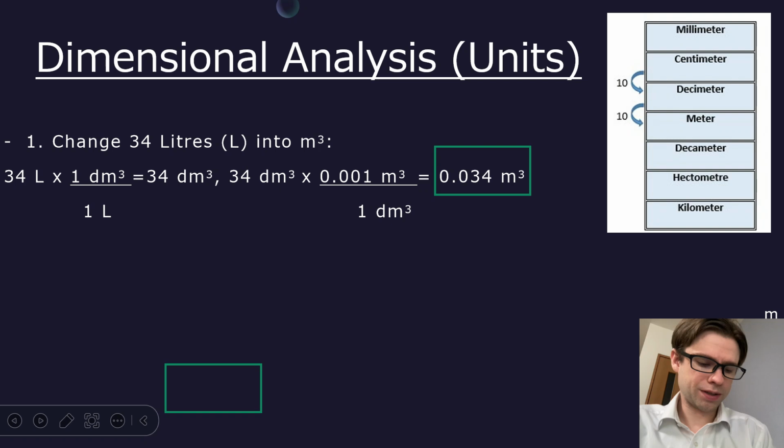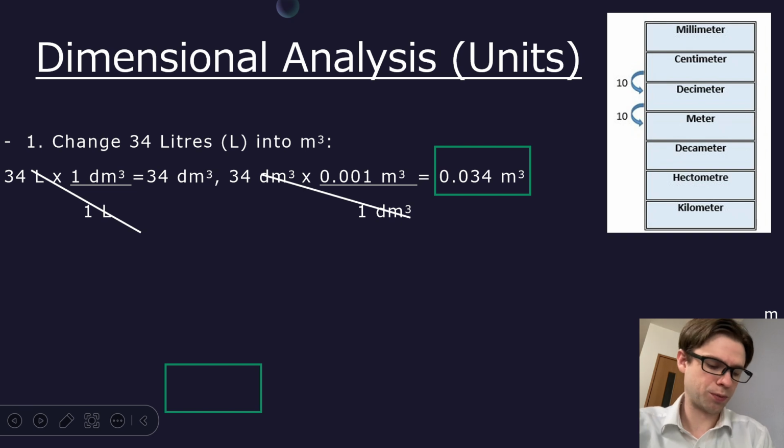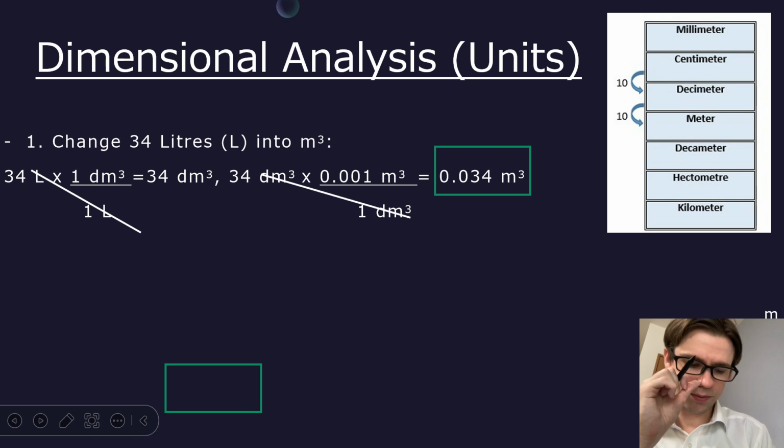So 34 liters, let's convert that into decimeters cubed. We can multiply by a conversion factor, or a ratio: 1 decimeter cubed per 1 liter. When you have liter divided by liter, that ends up equaling 1, and these cancel out on the left. You'll be left with just 34 decimeters cubed. You multiply 34 times 1. Now that's not complete yet.